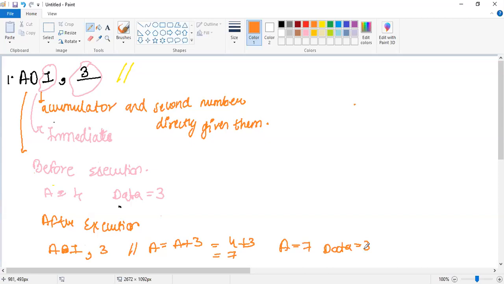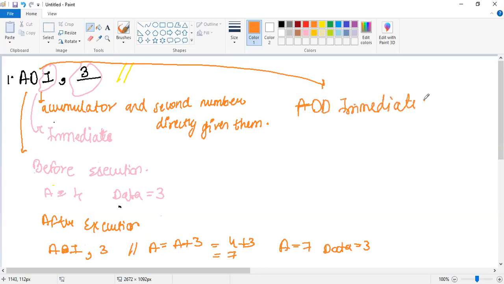So ADI stands for add immediate. The full form of this instruction is add immediate, and this is the immediate addressing mode, because we are directly giving the data. Now there are many different instructions in the arithmetic group. Now I will let you know one more type of instruction in addition. If you want, you can take a screenshot of this.